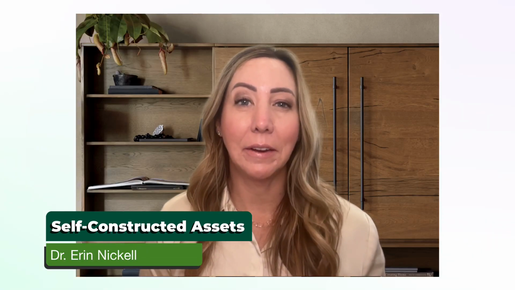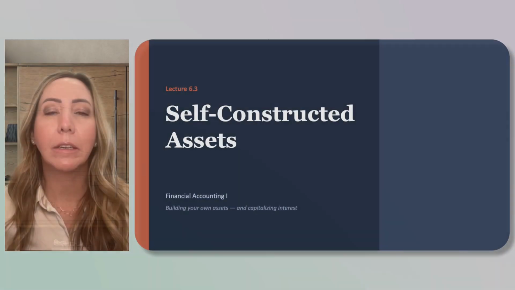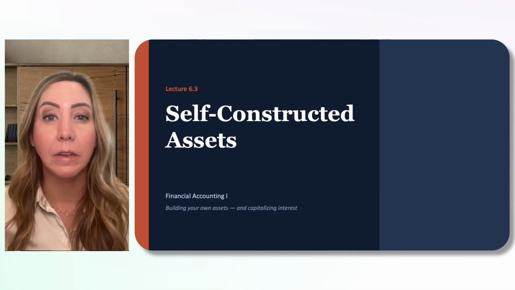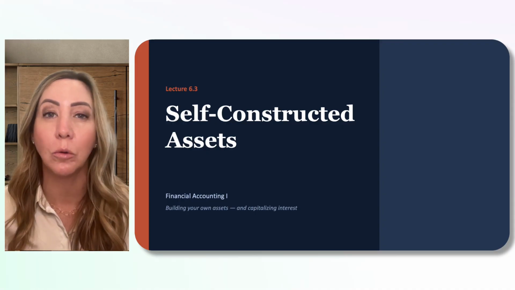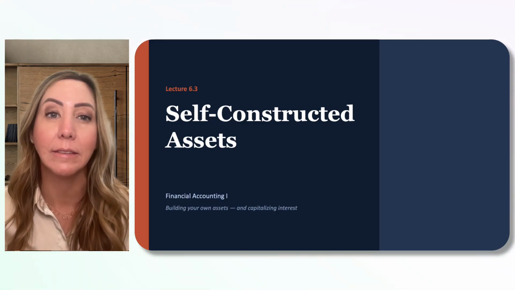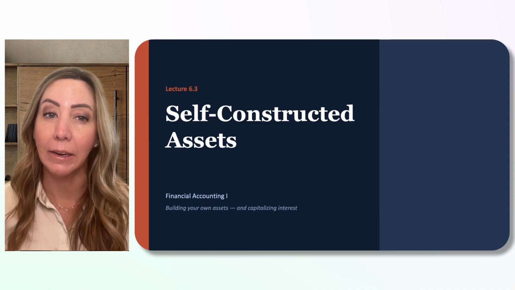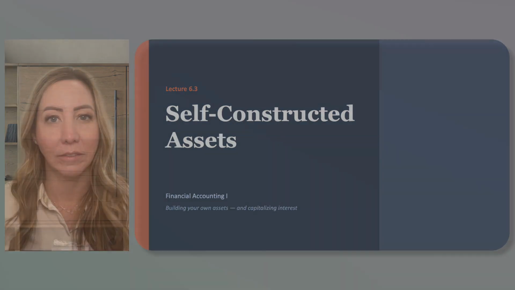So far, we've discussed how to account for assets that we've purchased from someone else, but companies don't always buy their long-lived assets. Sometimes they build them. A retailer constructs its own distribution center, a manufacturer builds its own production facility. These are called self-constructed assets, and they raise the same question as assets that we've purchased, but in a different context. When you're your own supplier, what does the asset cost?